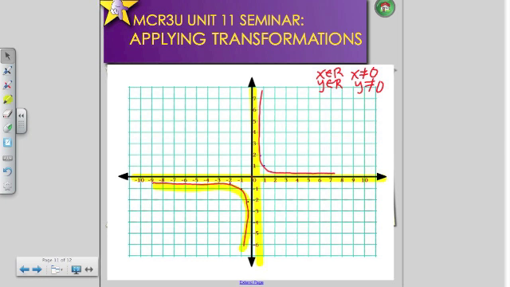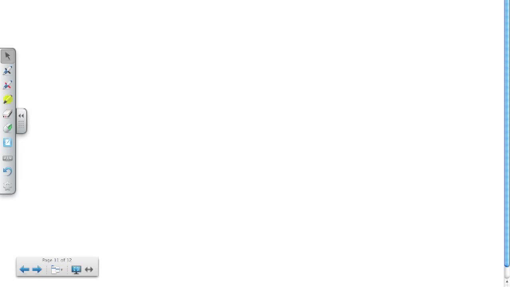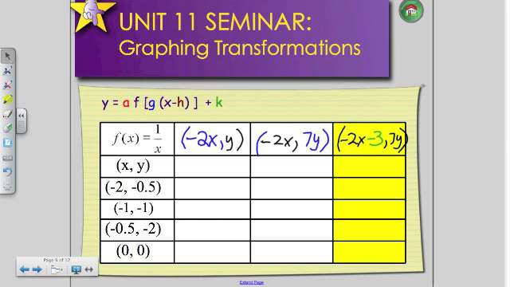So what I want you to do is apply these transformations and get some points that you will be able to graph on your grid as practice. And this is really the bulk of the Unit 11 test. So I'm going to do the first one with you.